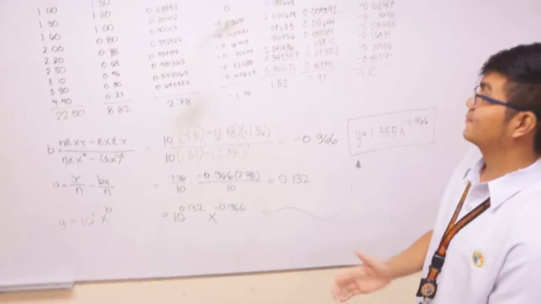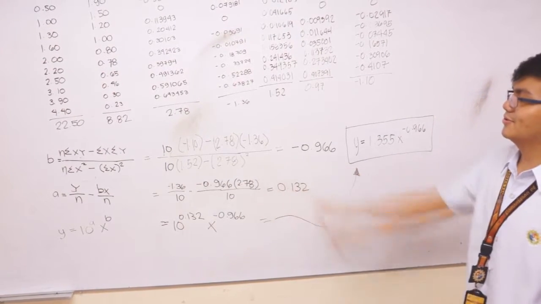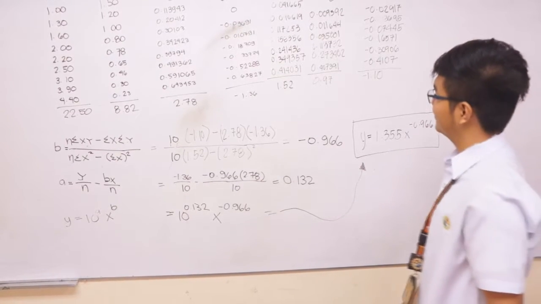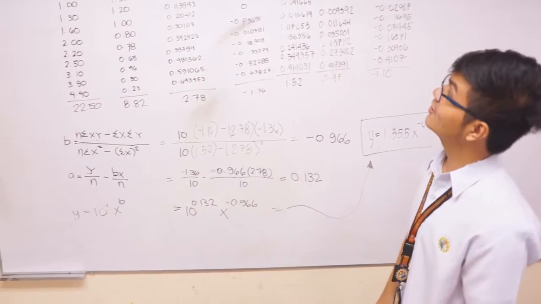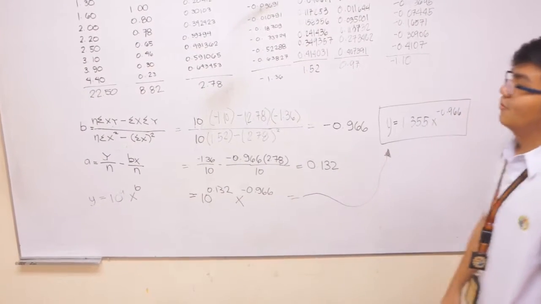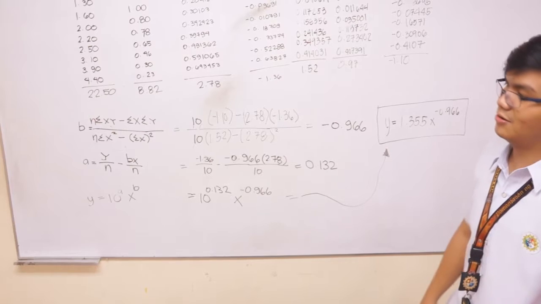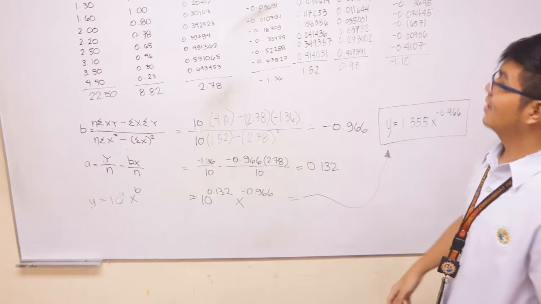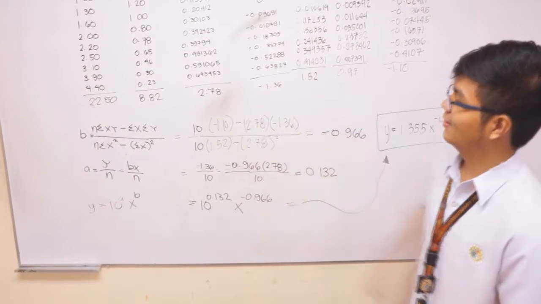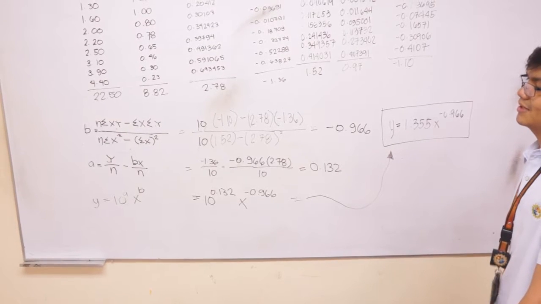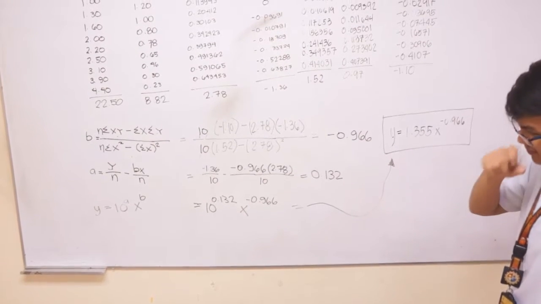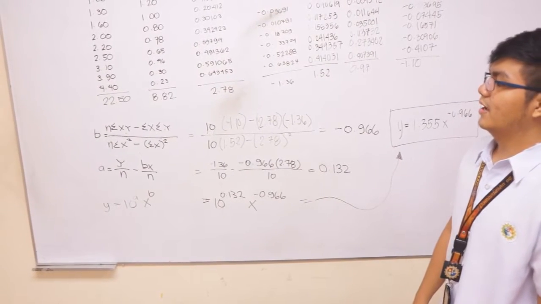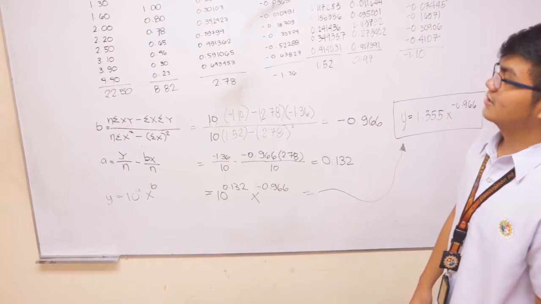And by inputting the values, you will get negative 0.966. And for getting the value of a, it is y all over n minus bx all over n. For the y, you will use this value, and for the x, you will use this value. By inputting the given values, you will get 0.132.